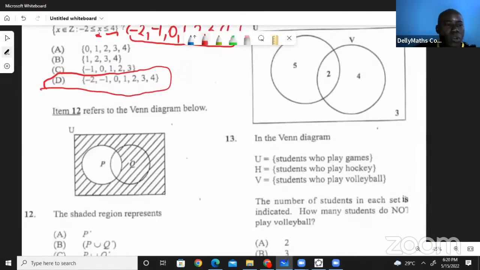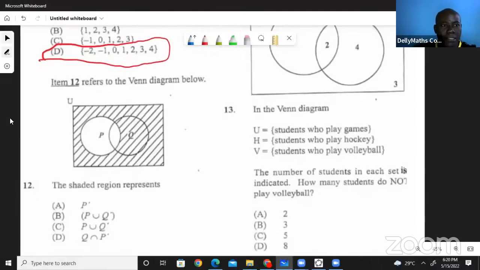All right, so item 12 now is a set question. Honestly speaking, I've seen this question from about 1993. I've been seeing this question for years, this exact question here. Everything is shaded except a particular set. So whenever you see everything shaded except a particular set, then that is the complement we're dealing with.